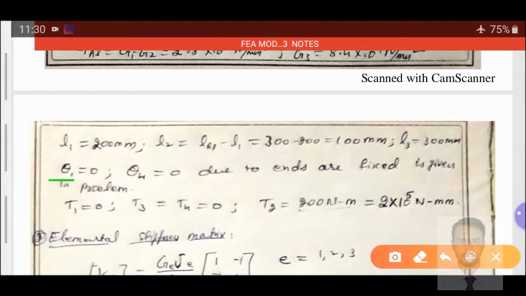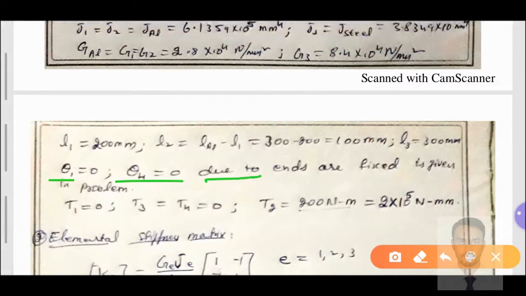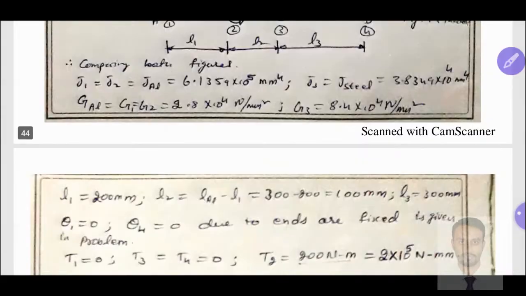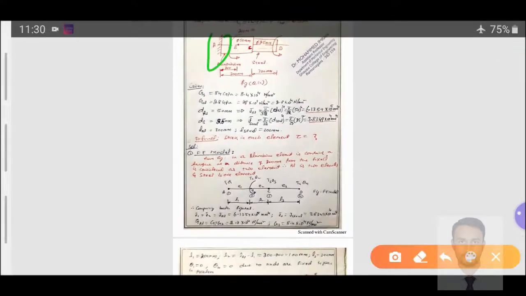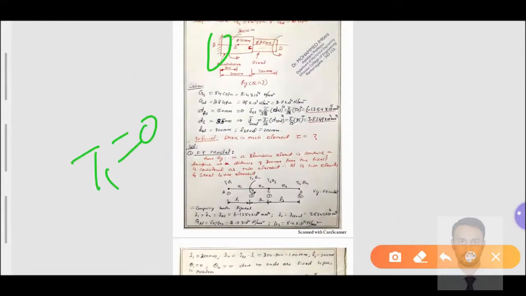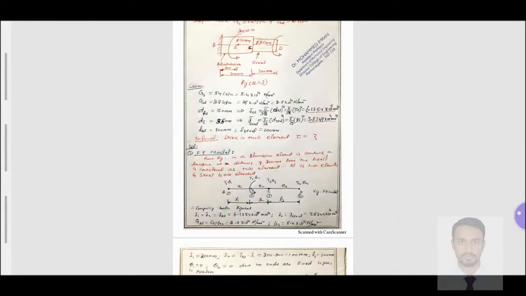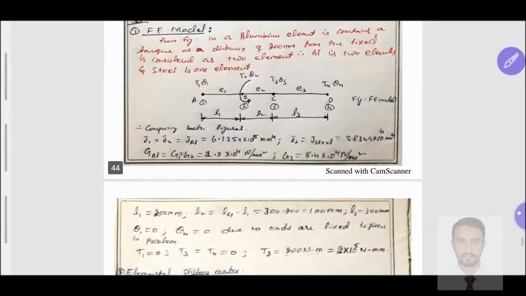Theta 1 is equal to 0 and theta 4 is equal to 0 because the ends are fixed, as given in the problem. Then from the figure, T1 is equal to 0. T2 is given, T3 is equal to 0 and T4 is equal to 0. So T1 is equal to 0, T3 is equal to 0, T4 is equal to 0, right?